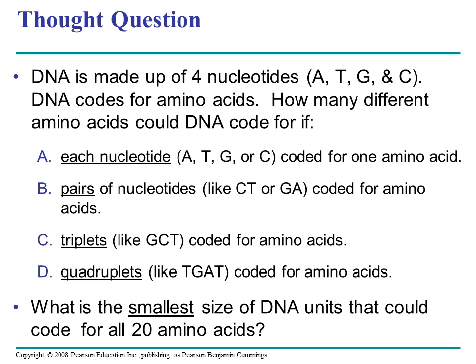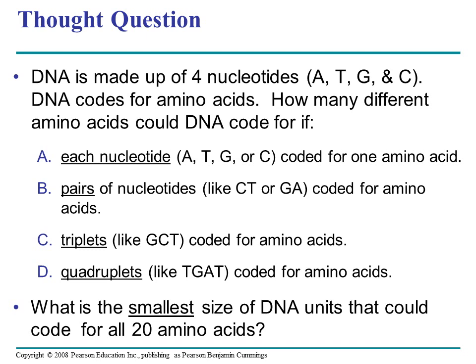So here's a thought question for you to think about. We know that DNA is made up of 4 nucleotides. That is, there are 4 letters that DNA can write in: A, T, G, and C. We also know that DNA codes for amino acids, and so we can use a certain number of letters to code for specific amino acids. So, how many different amino acids could DNA code for if each nucleotide coded for one amino acid?